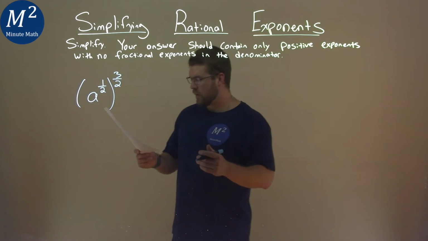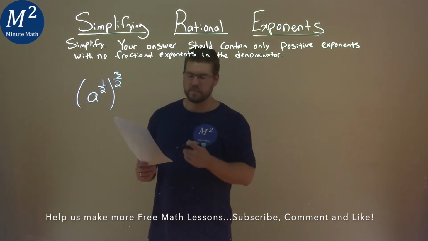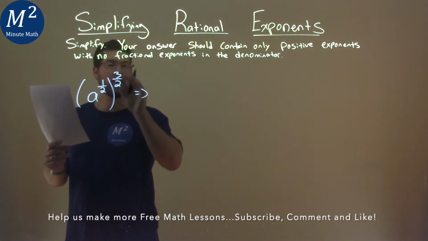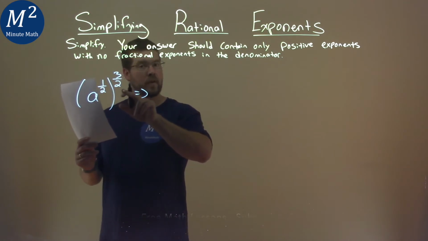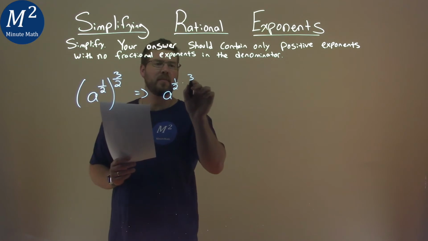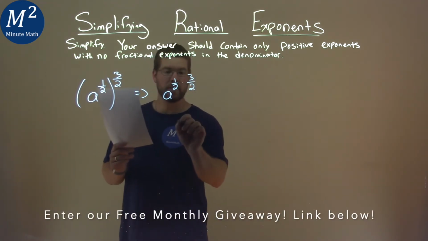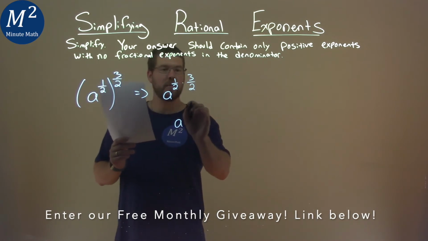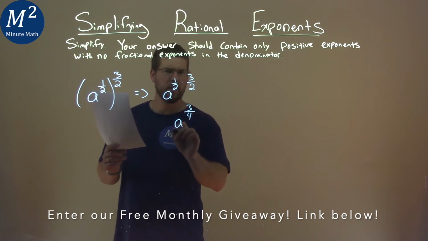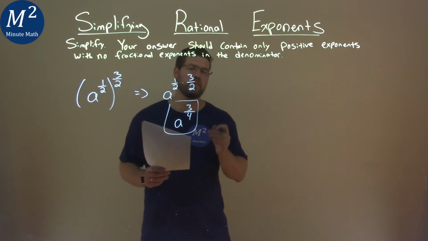We're given this problem right here: a to the 1/2 power, all to the 3/2 power, and we have to simplify this. Our rule here is that when we raise an exponent to another exponent, we multiply them. So we have a to the 1/2 times 3/2. What's 1/2 times 3/2? Multiply across the top, 1 times 3 is 3, and 2 times 2 is 4. And we're actually done here. Our final answer is just a to the 3/4 power.